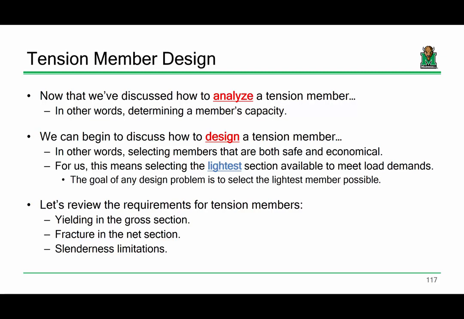Okay? So the point I'm getting across is I don't want you to think that the lightest shape is always the most economical in big picture aspect, because sometimes it isn't. For our purposes in this course, however, when we're doing design problems, we're going to use the lightest section as our metric as to whether or not the problem is correct or not. In other words, if I give you a design problem, the goal is to always pick the lightest section.